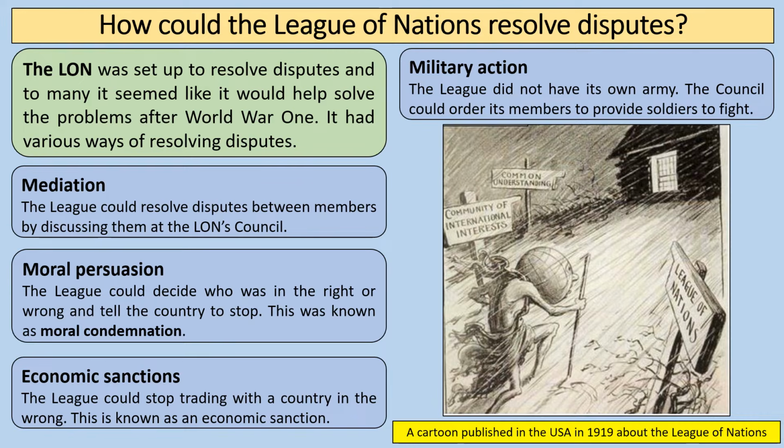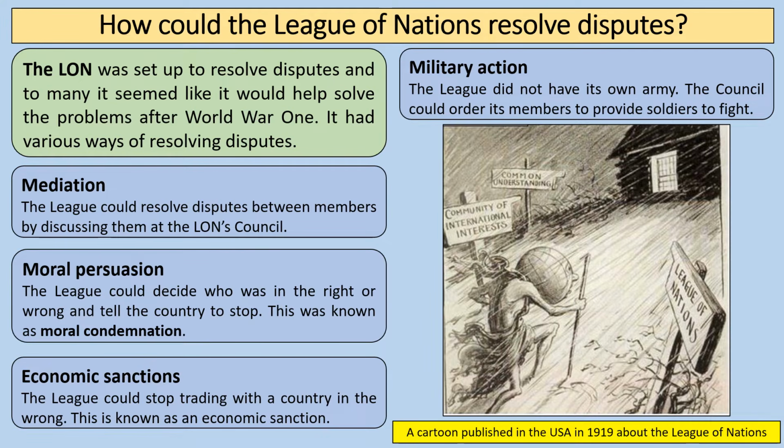So what could the League actually do? Well, it could use mediation to resolve disputes by discussing them at the League of Nations Council. It could use what was called moral persuasion, so it could simply tell countries to stop. This was kind of like telling a country off, if you like. This was known as moral condemnation.